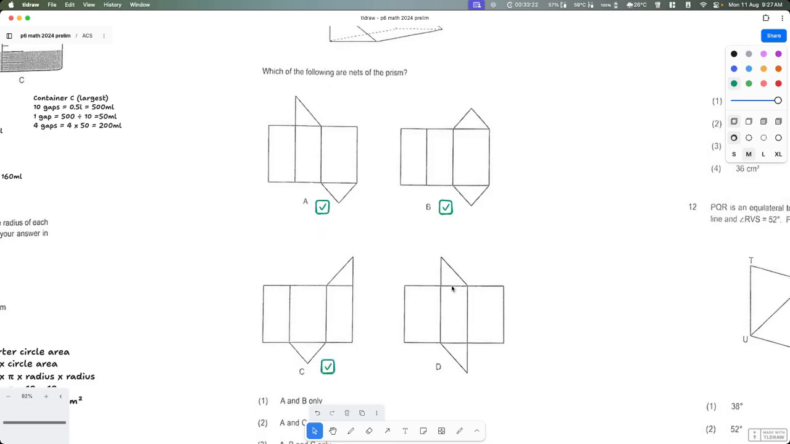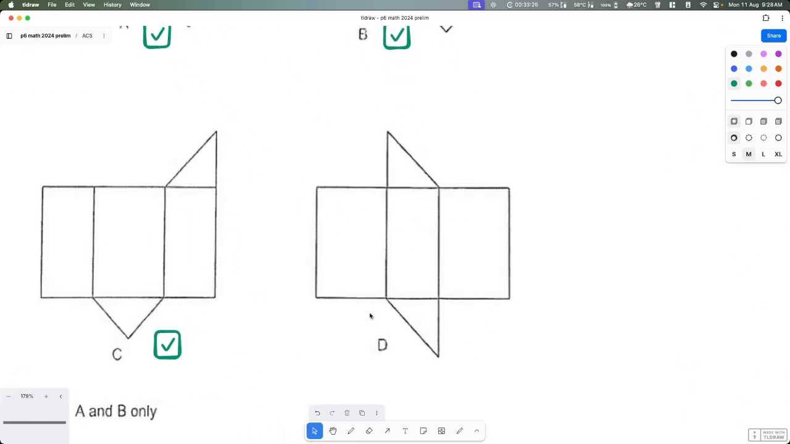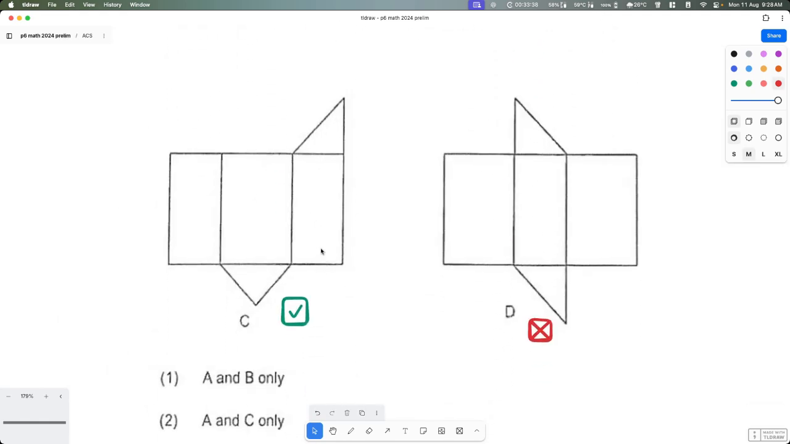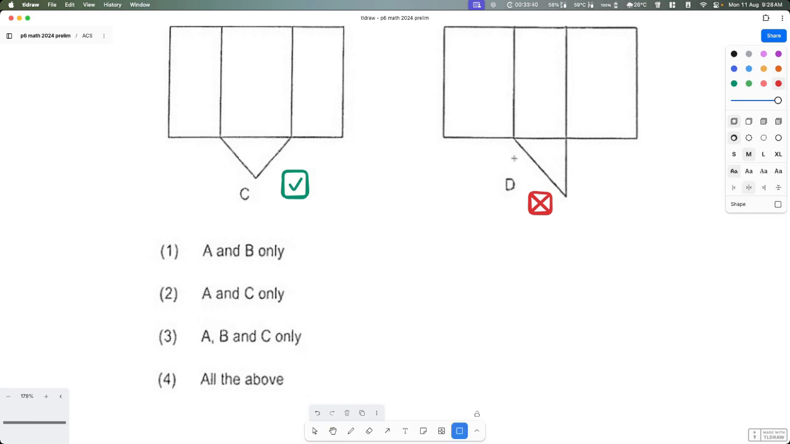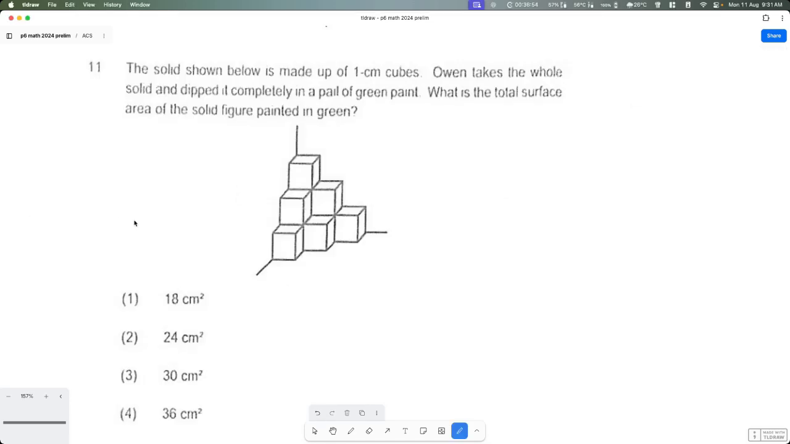For D can be correct if the triangle is facing the same way. But the thing is, this is not facing the same way. So in this case over here, this is wrong. So the answer is A, B, and C, which is option number 3 in this case over here. Okay, there you go.